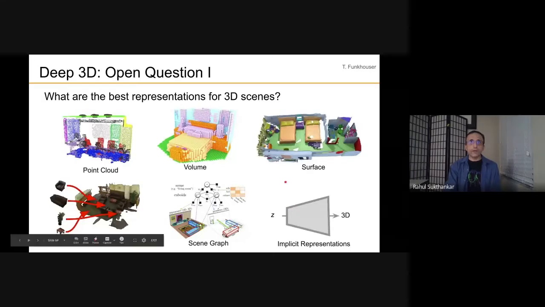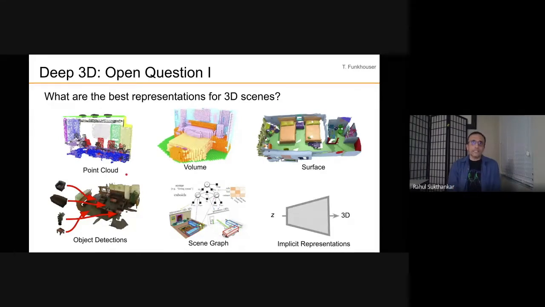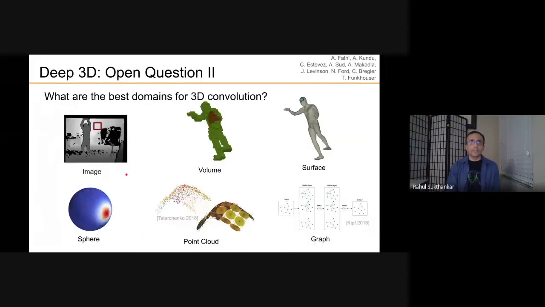So one is, how do you do neural nets for 3D content, and even representing that 3D content, whether it's point clouds or volumes or surfaces. We don't have the right answers for all of this, because there's pros and cons to these different representation methods. And similarly, how do you do convolution on these 3D volumes? Should you do them on surfaces or volumes and various different things?